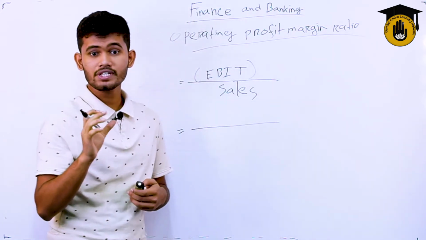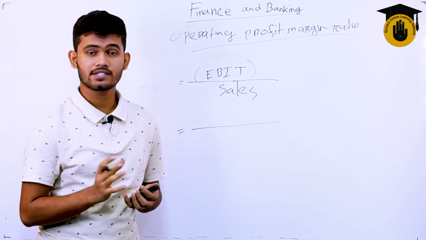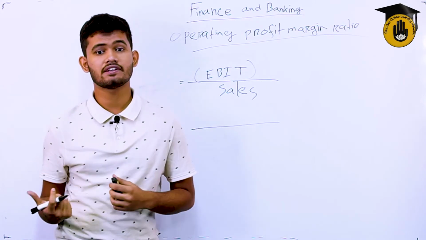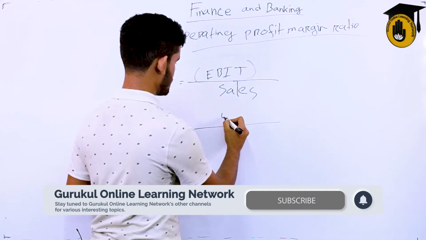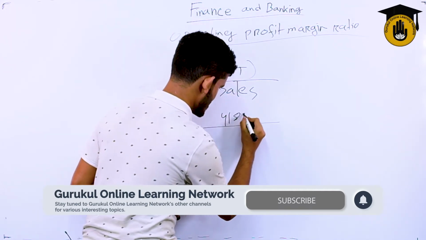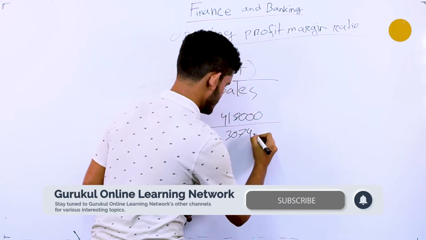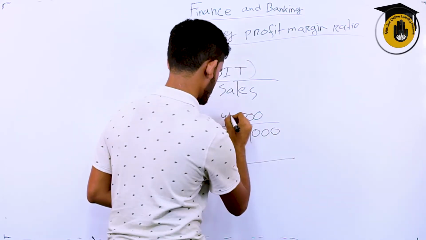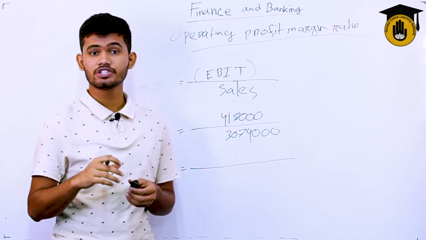So we learned about EBIT. What's EBIT? It's earnings before interest and tax. We learned it in the previous classes. So for EBIT we'll take a random number, and for the sales we'll take another random number. So EBIT will be 4,18,000, divided by 3,74,000.